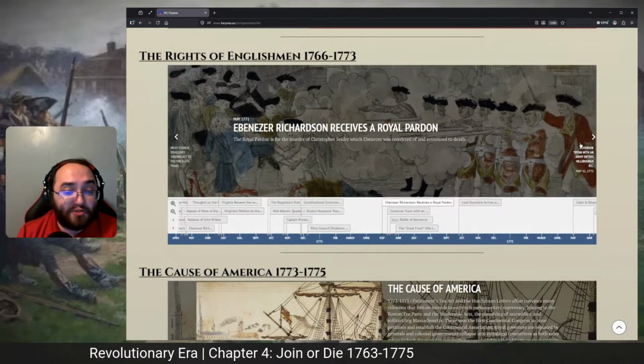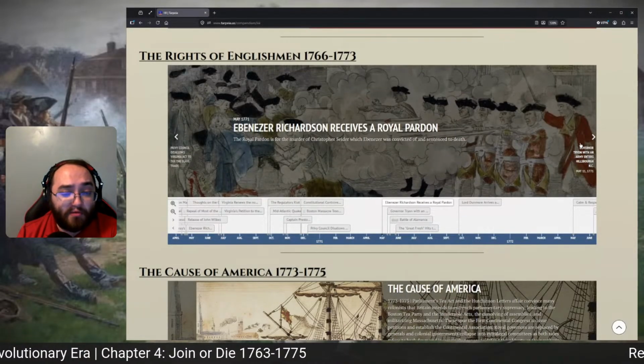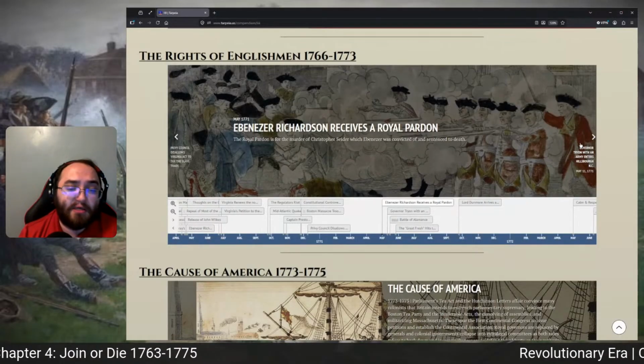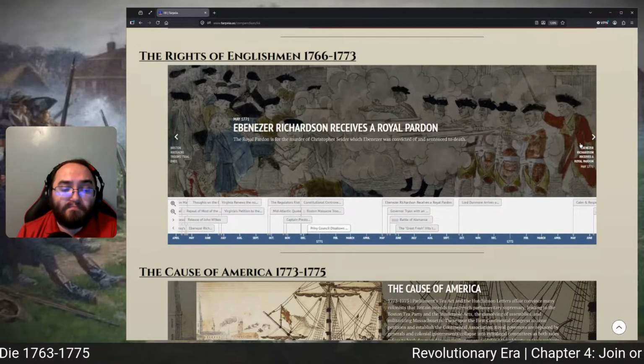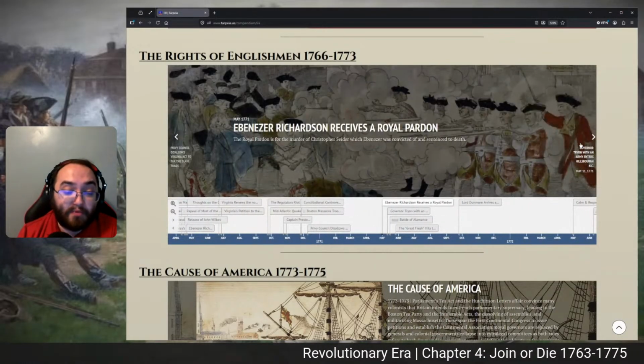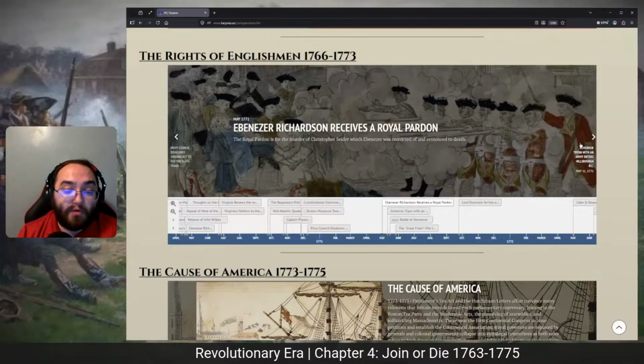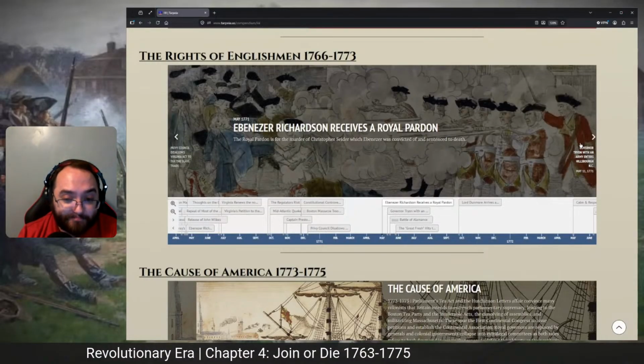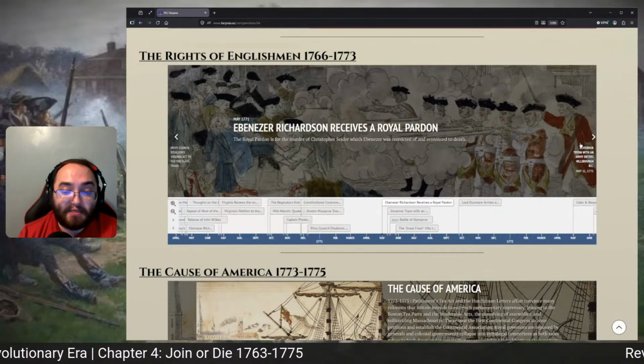So Ebenezer Richardson, in May of 1771, the guy who killed Christopher Seider, will receive a royal pardon after being convicted and sentenced to death.